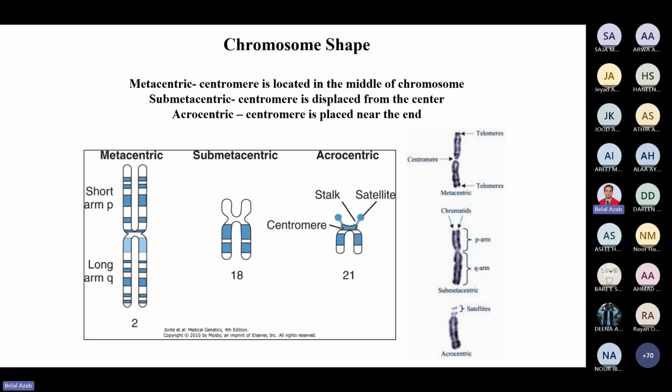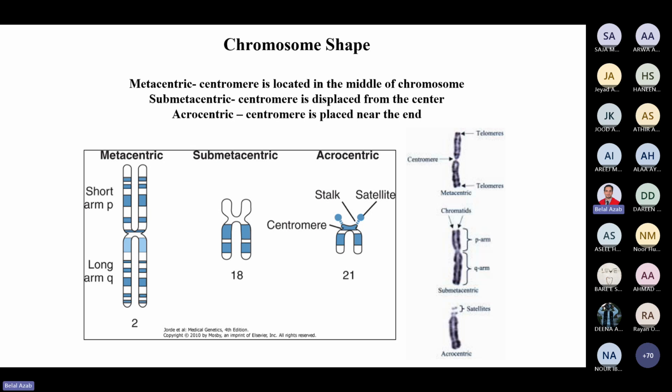Now, chromosomes can be distinguished or divided based on centromere location. P stands for petite, which is the shorter arm, while Q stands for the longer arm. If the centromere is in the center, where the P and the Q look very similar, this is known as a metacentric chromosome. If the centromere is shifted from the center, so the P arm looks significantly smaller than the Q arm, this is known as submetacentric. An example of a metacentric chromosome is chromosome 2, and of a submetacentric chromosome is chromosome 18.